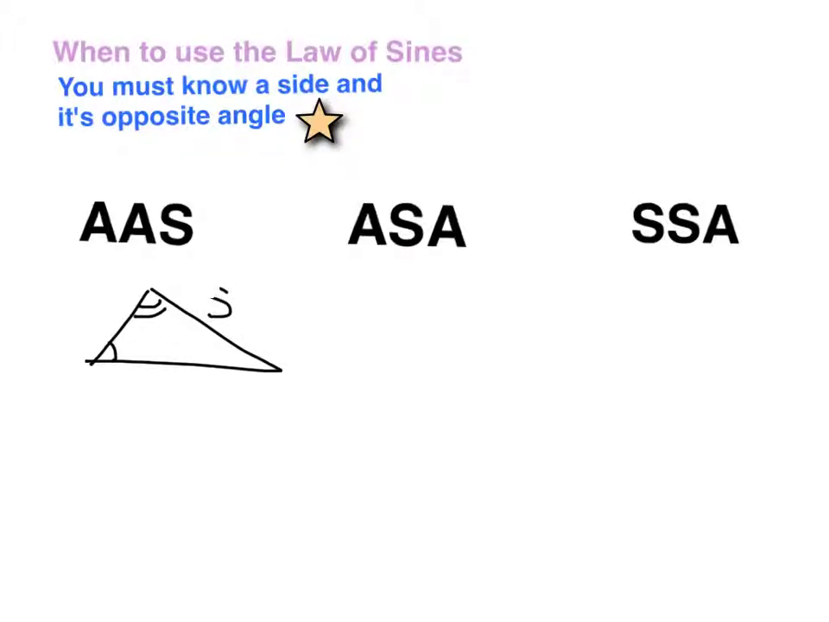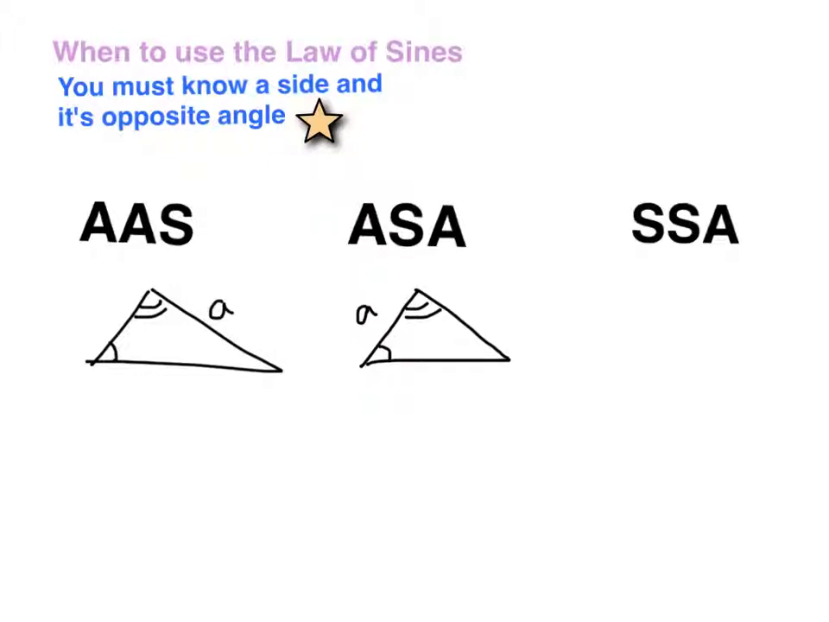Let's actually use like... So I know a side. Well, then here I know an angle and its opposite side. Another time I can do this is angle, side, angle. And remember that these can be acute or obtuse. I'm just drawing them. So if I have angle, a side, and an angle.